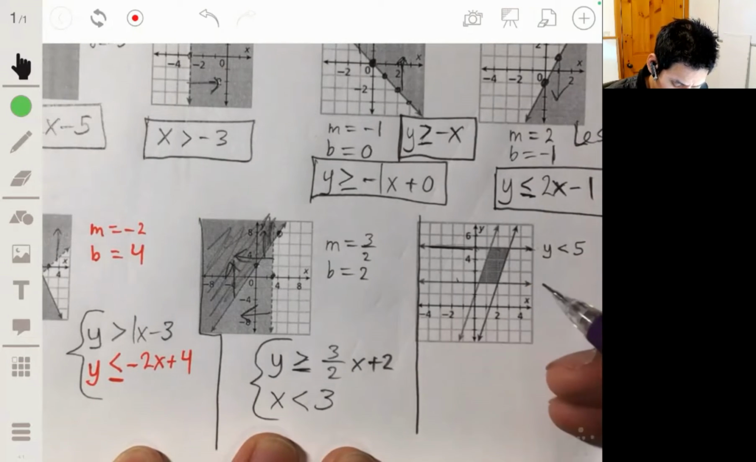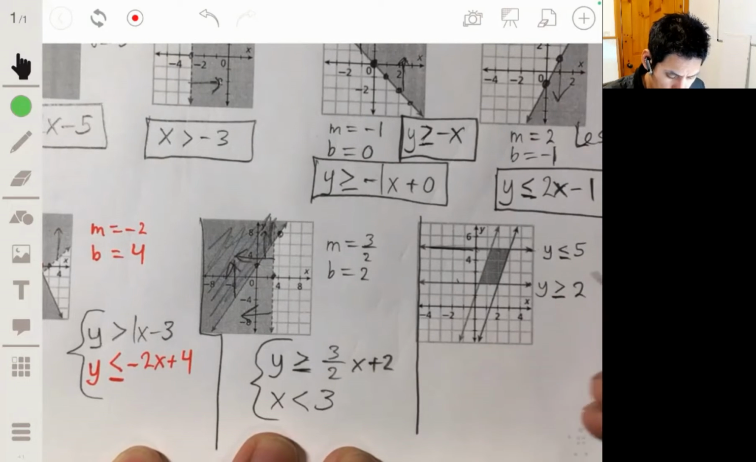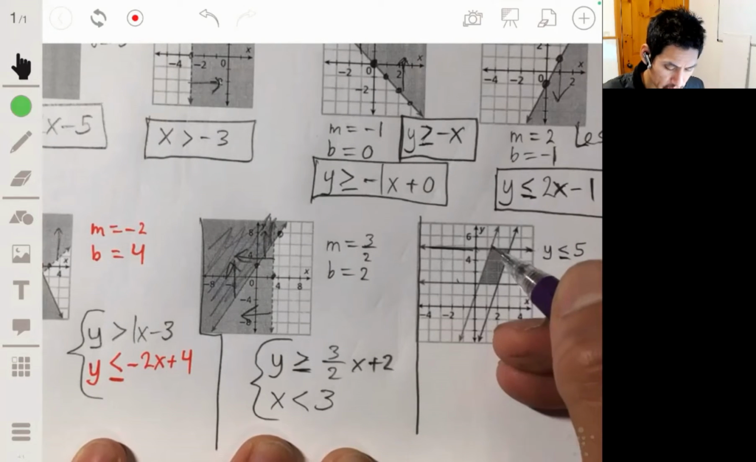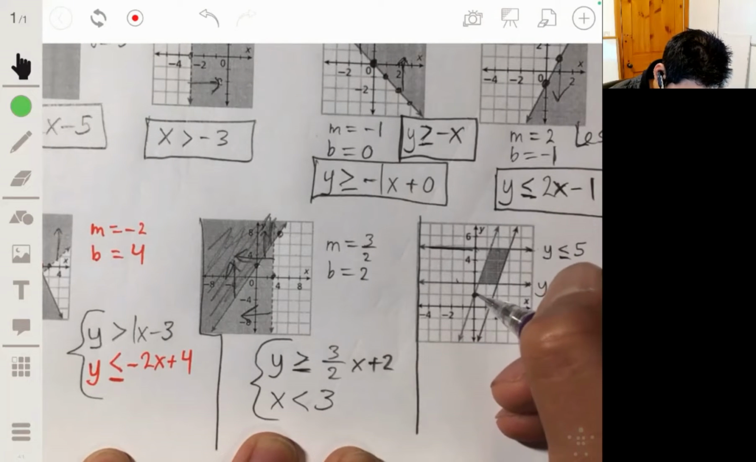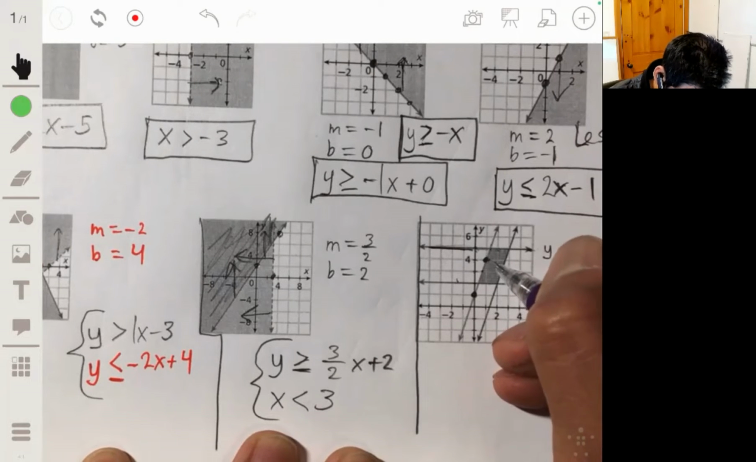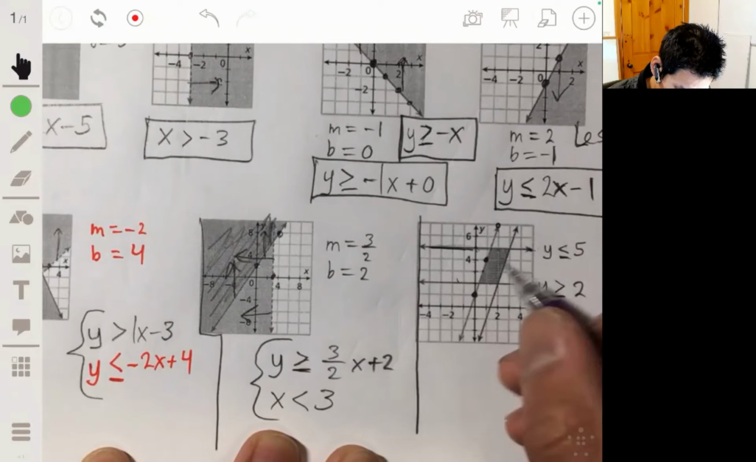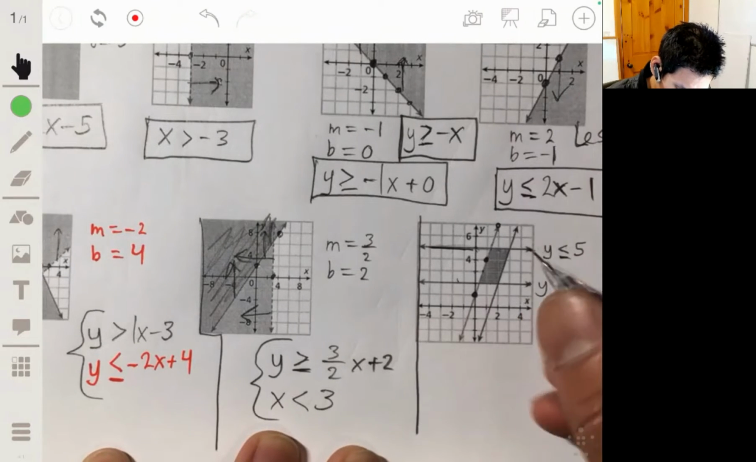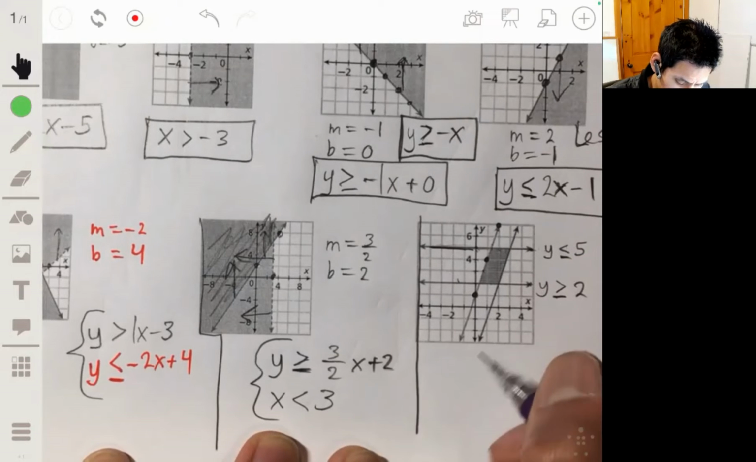Above this bottom line, y is greater than 2. Or I guess y is less than or equal to 5. Y is greater than or equal to 2, the bottom one. And then we look at these other ones. They're parallel, so they both have the same slope. Both have a slope of 3, actually. Y-intercept of 1. Let me write them first.